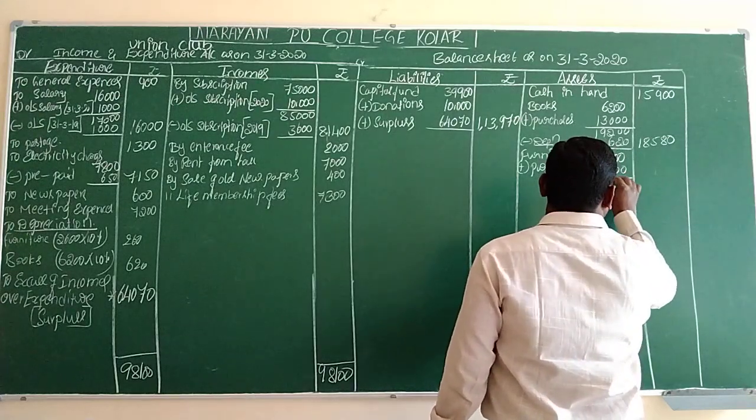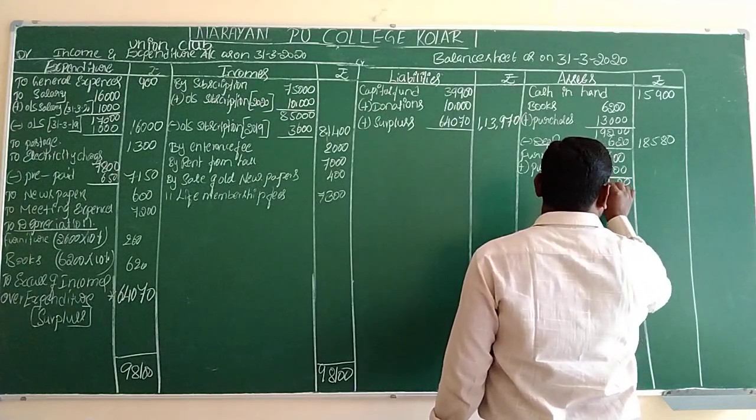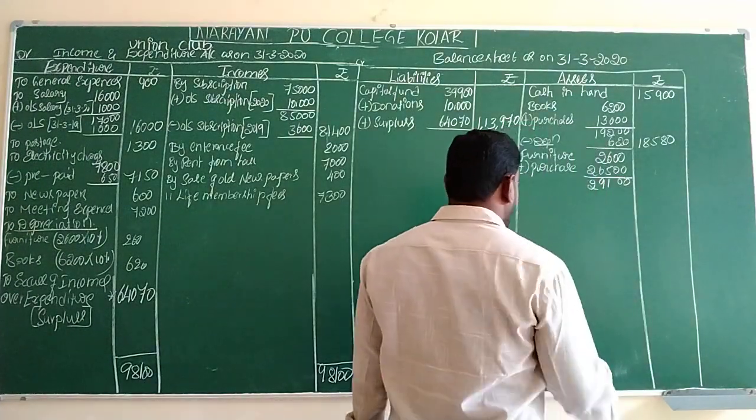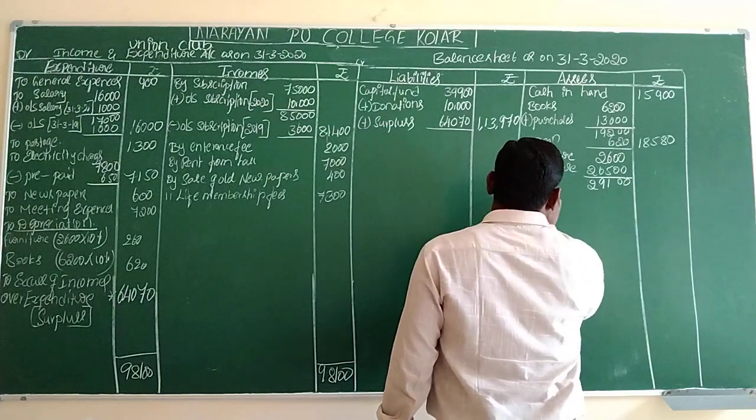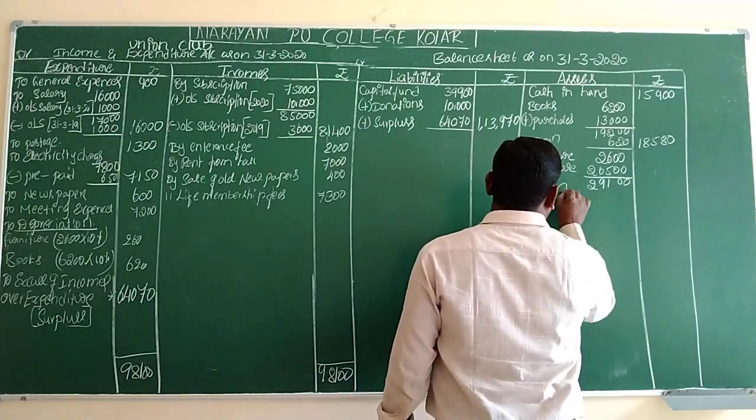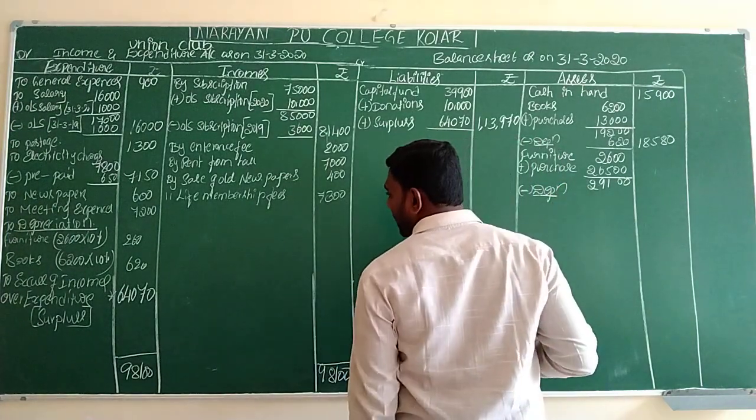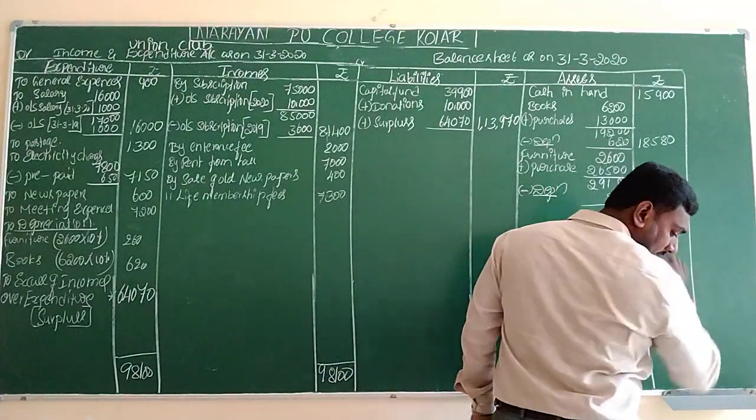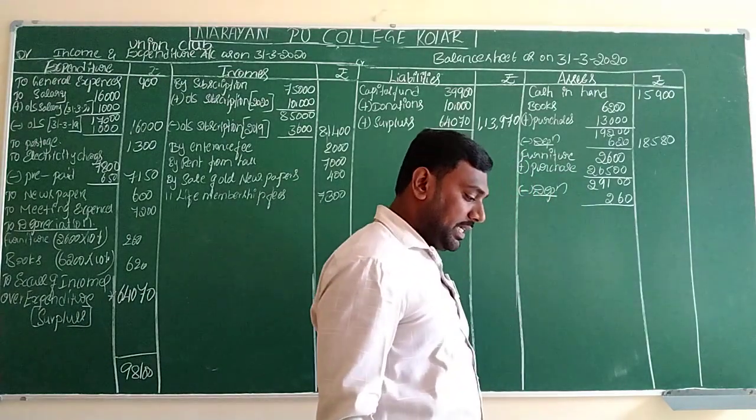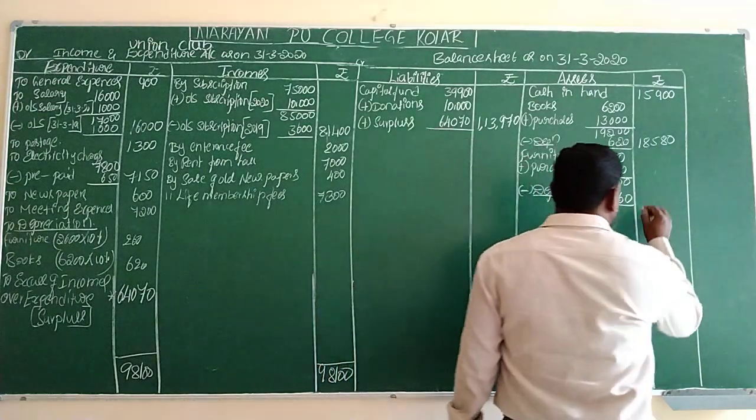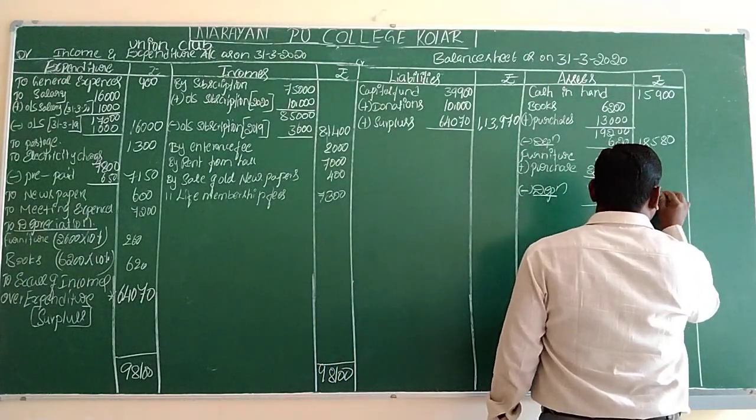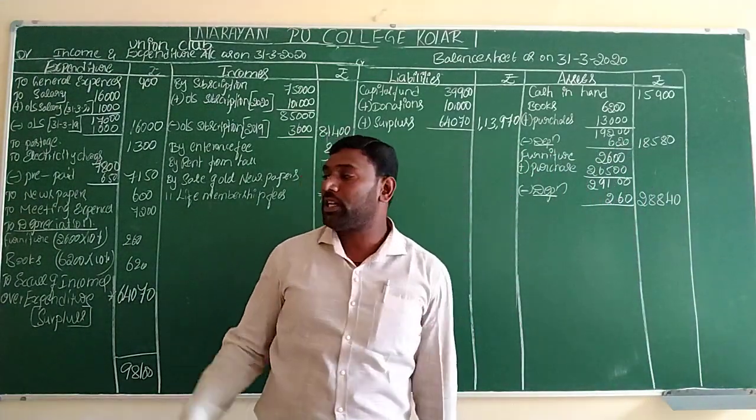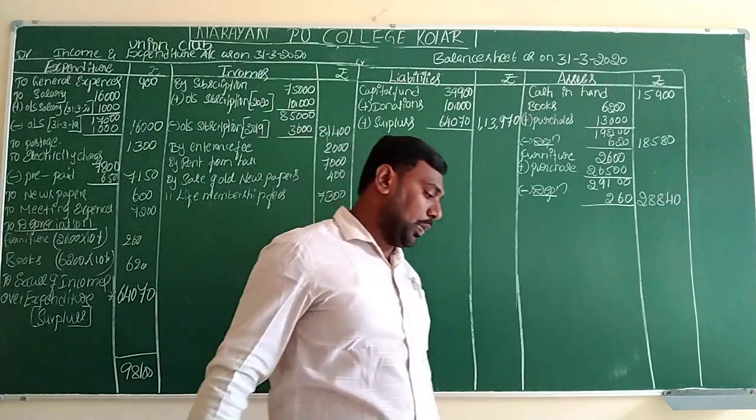Therefore, we have to write 29,100, and for this minus depreciation. That we should already have calculated on the expenditure side. 260 rupees is the depreciation. By deducting this, we get 28,840 rupees, which is the present value of furniture available in our NPO.